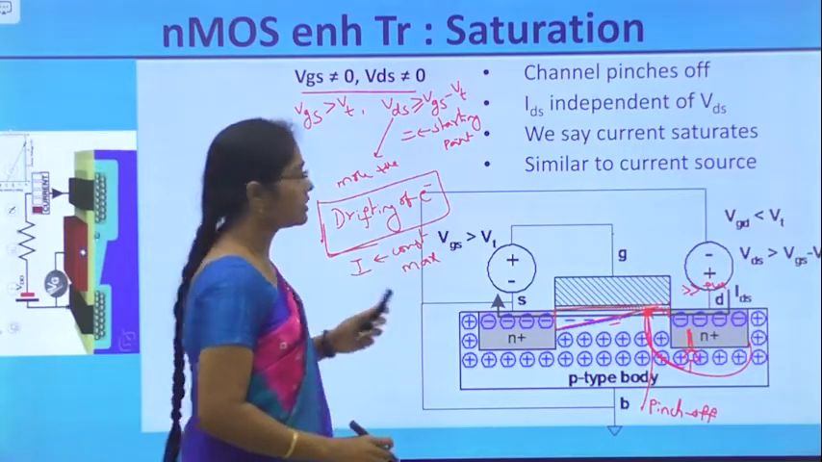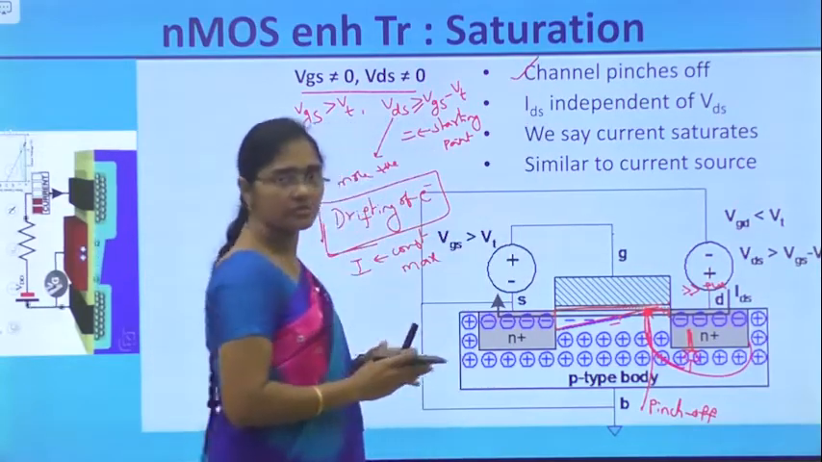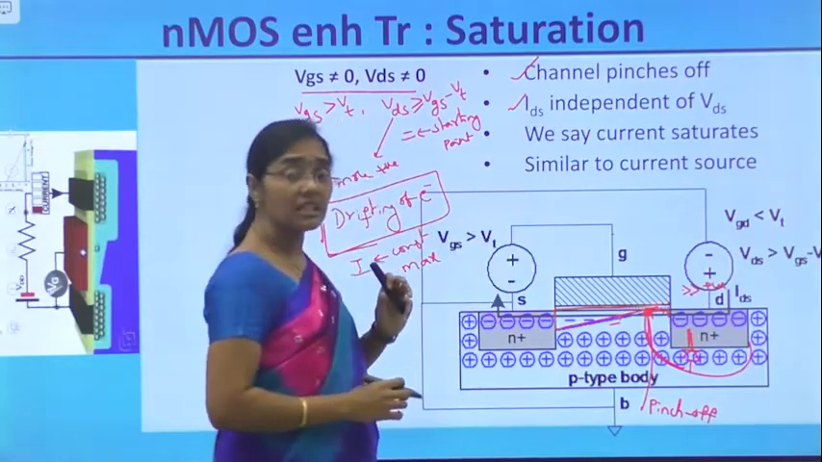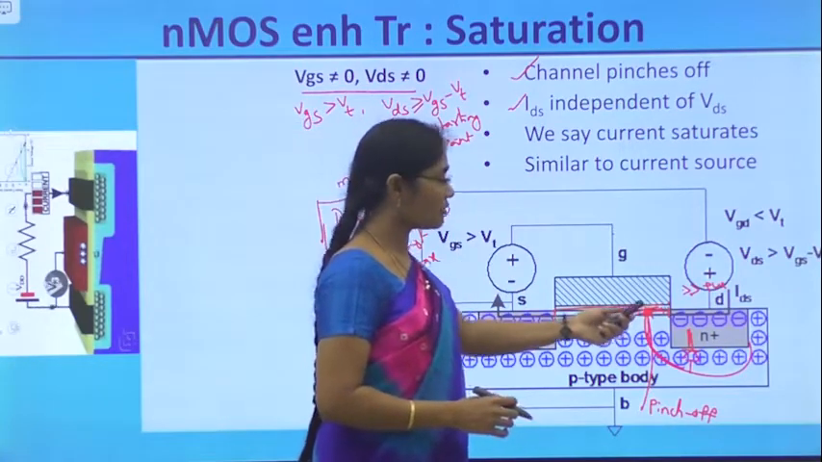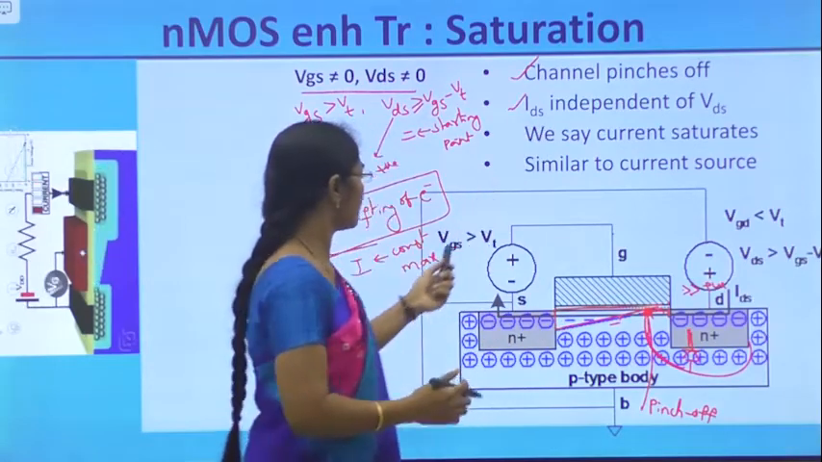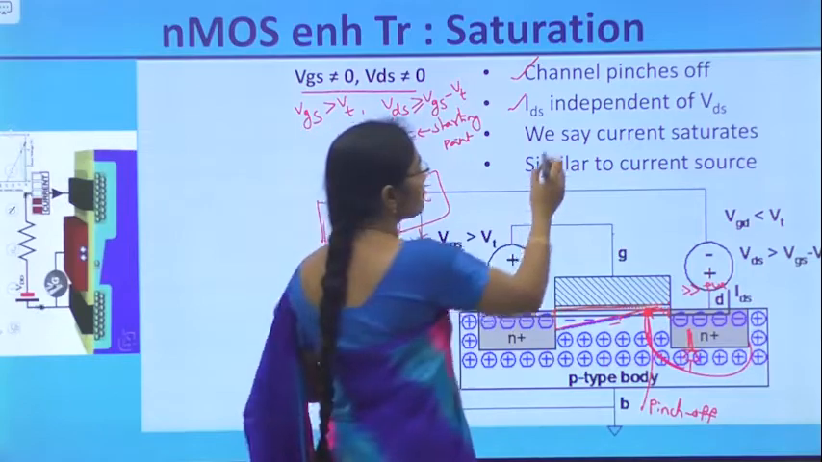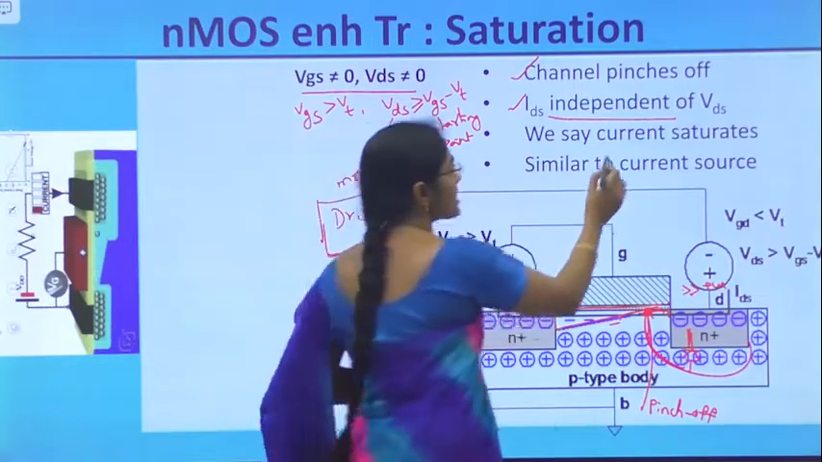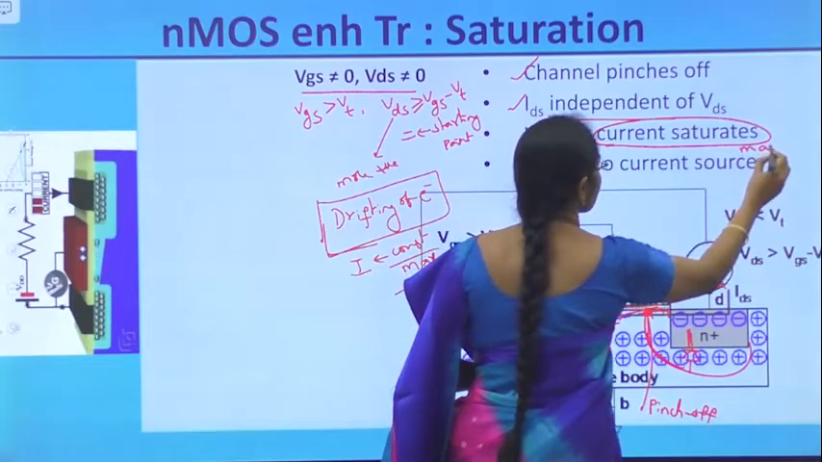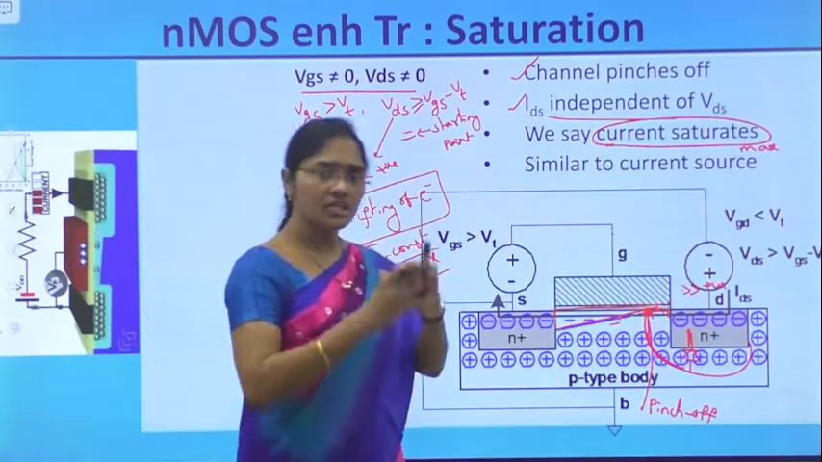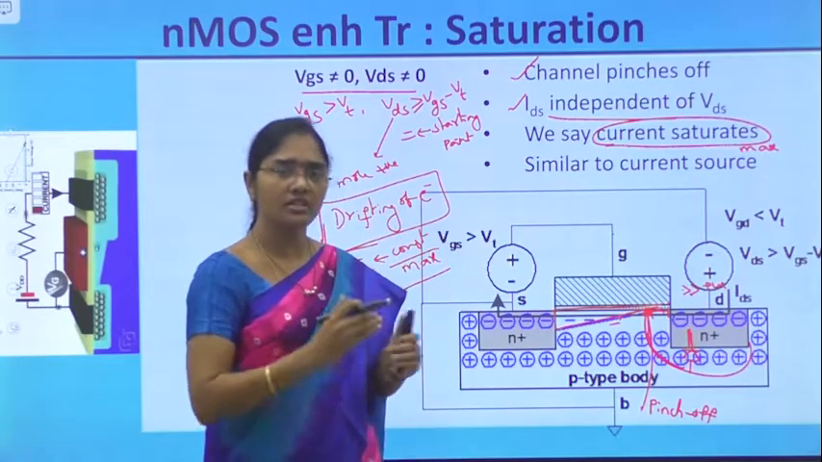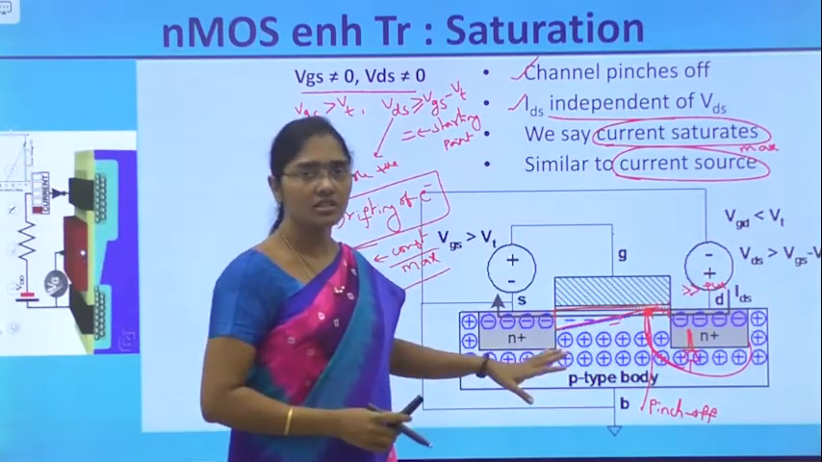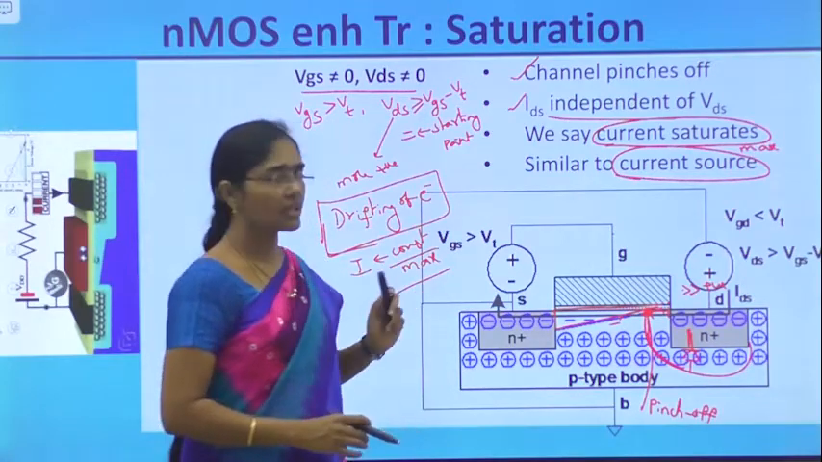So in this, the channel pinches off, that means the channel is shrinking and moving towards the source. And IDS is independent of VDS, because after the channel is pinched off, after crossing one value of VDS, the current is maximum and constant. Therefore we can tell that IDS is independent of VDS, and we can say that the current saturates, that is the maximum value. Whenever the current is constant and has some maximum value continuously, it can act as a current source. So in the saturation region, the MOS transistor can be called a constant current source.